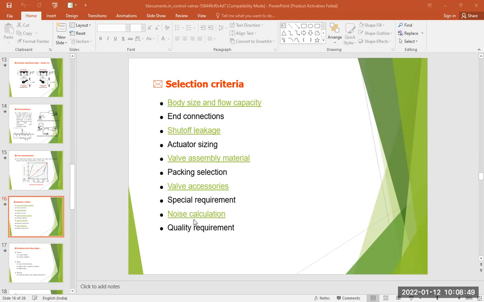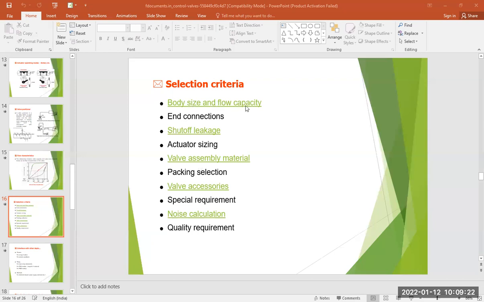And the last one is the quality requirement. According to this quality requirement, what is the basic idea, the basic application of the control valve, and which type of parameter we have to use, whether it is a certain fluid, a specific gravity type of fluid, or the viscosity of the liquid. According to the uses, we have to select the quality requirement. So these are the basic selection criteria of the control valve.